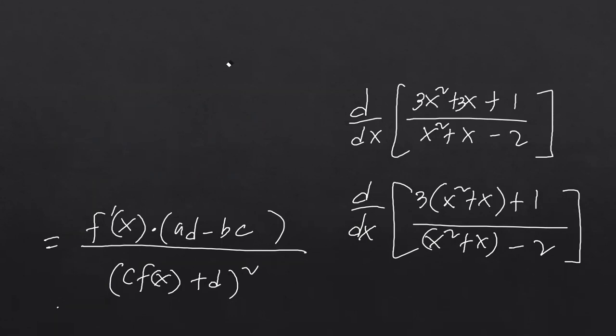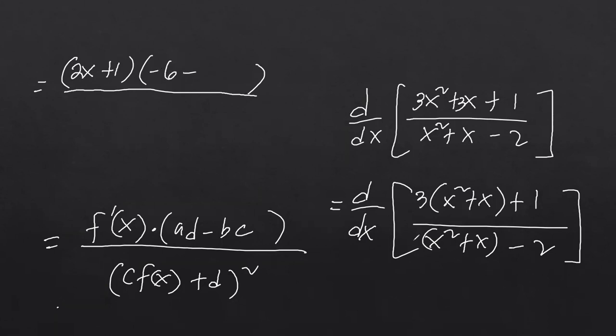So if you are going to perform the derivative of that function, let's just follow this one. First is the derivative of your function. Obviously, the derivative of x squared is 2x, and the derivative of x is just 1. And you multiply a and d, so it is negative 6, minus 1 times 1 is 1. And you copy the denominator, x squared plus x minus 2 quantity squared.